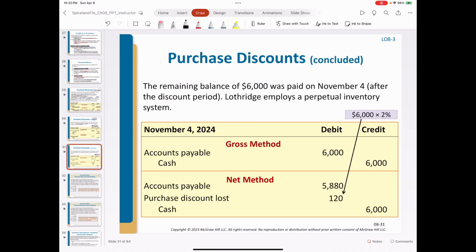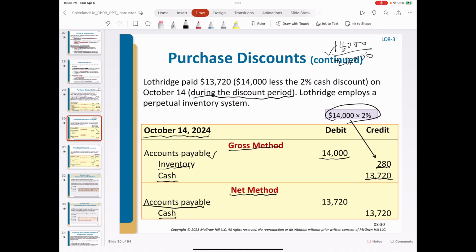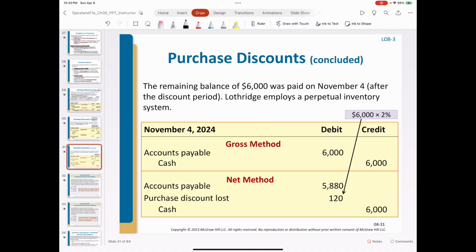Later, on November 4th, that's actually after the discount period, but before the deadline. The rest of the balance is $6,000, 20 subtract 14. While there's no discount, for the gross method, we debit accounts payable $6,000 and credit cash $6,000, no discount. For the net method, we only account for the purchase discount that was forfeited. So the payment was $6,000.